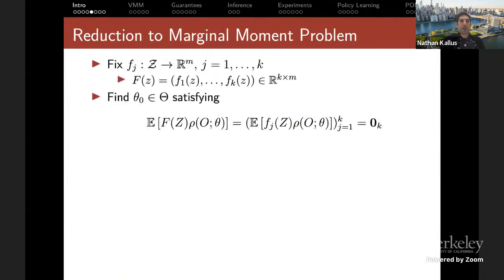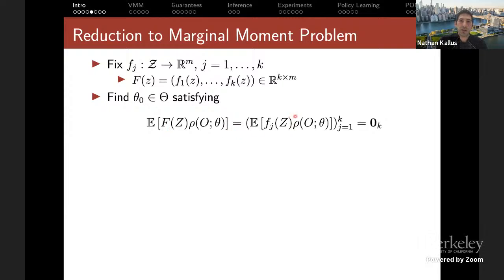The first thing we might try is to reduce this to an easier problem, the marginal moment problem. Here, we're going to fix some test functions, f_j, which map Z to R^m. Then we can stack them all together. We're going to take k of these and stack them into a matrix-valued function, which is k by m. Then we form the k moments that we get when we multiply rho by f. Because the conditional expectation was 0, so should the correlation of rho with any function of Z be 0. So we can test this with these k different functions.